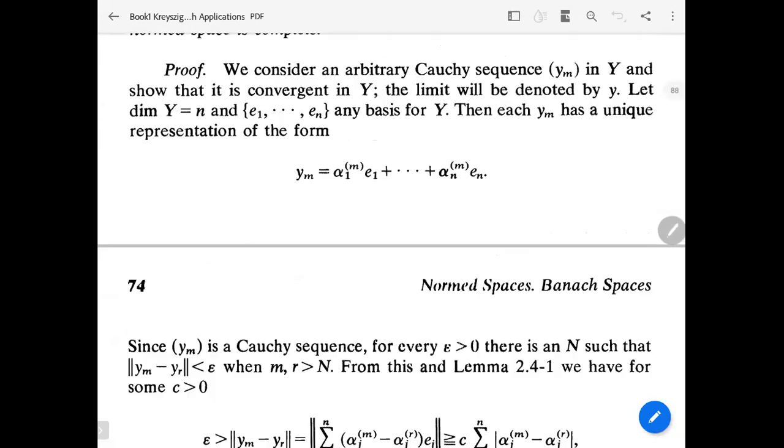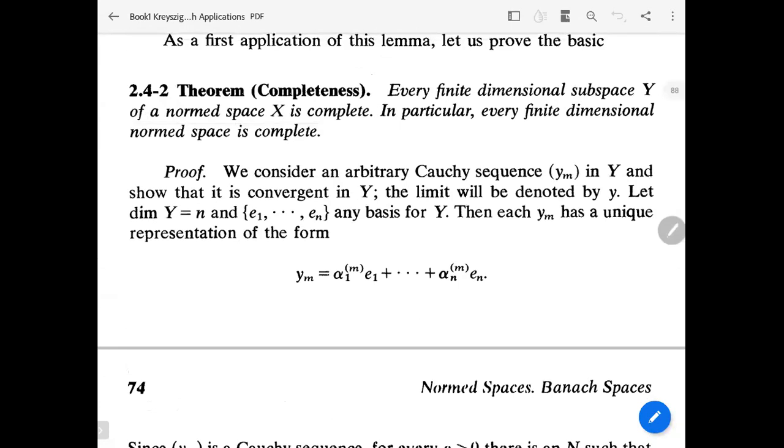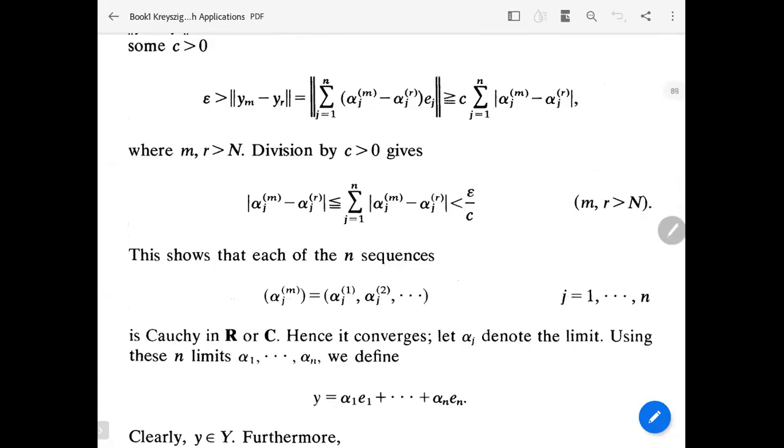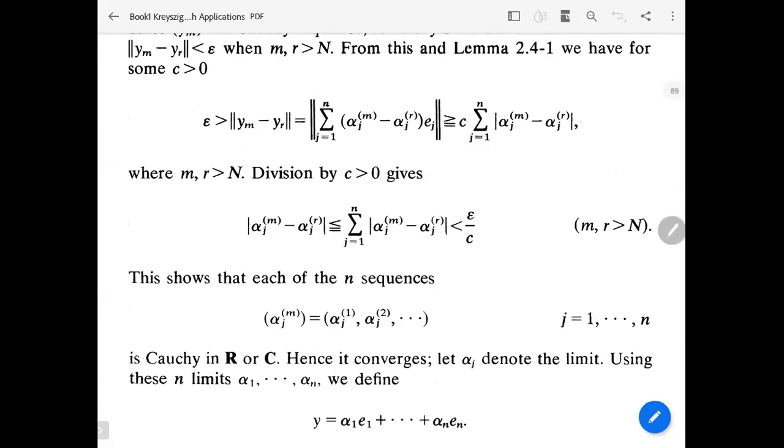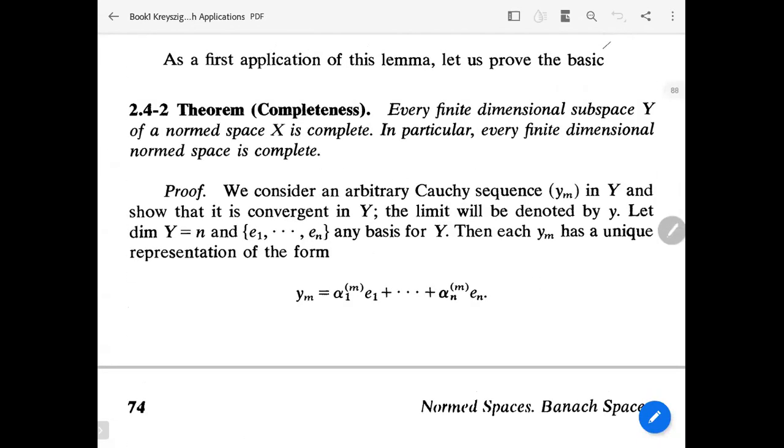So you need to read this proof. I will not discuss the proof of theorem 2.4.2. You need to prove that a finite dimensional subspace Y is complete. You consider an arbitrary Cauchy sequence in Y, and you prove that it converges in Y. Using this lemma, you can prove it.